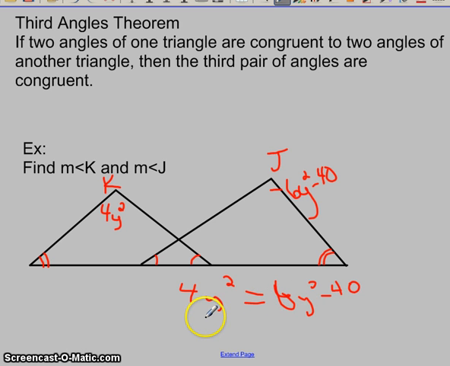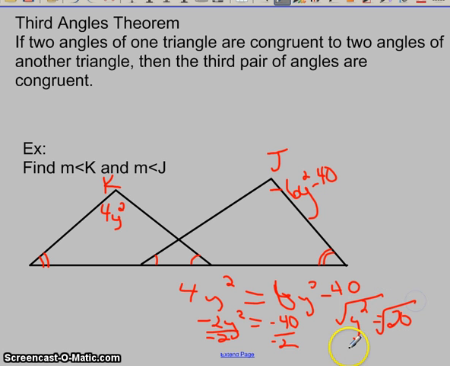I'm just going to go ahead and subtract the 6y squared over here. So that's going to be a negative 2y squared is going to equal the negative 40. So I'm going to go ahead and divide by the negative 2, just trying to isolate the y squared real quick. So that's going to be y squared equals 20. So now I need to take the square root of that, and I'm just going to put y equals the square root of 20 because that doesn't come out real even.